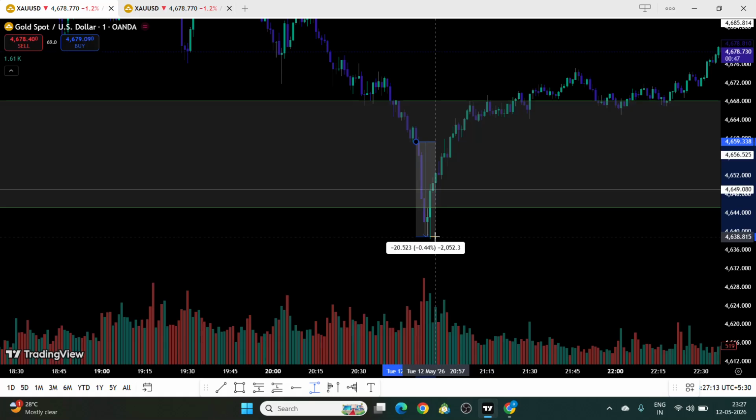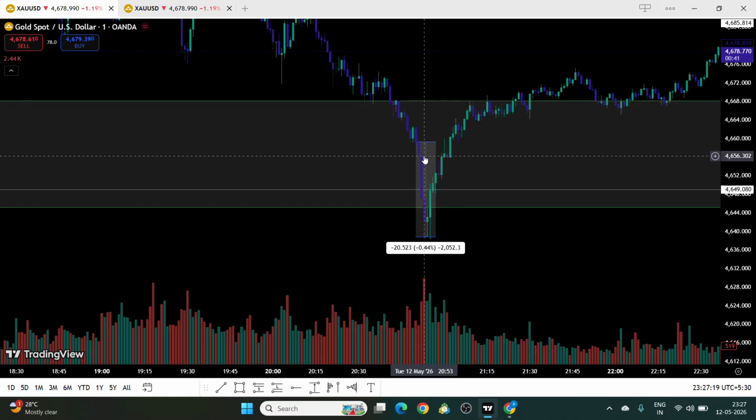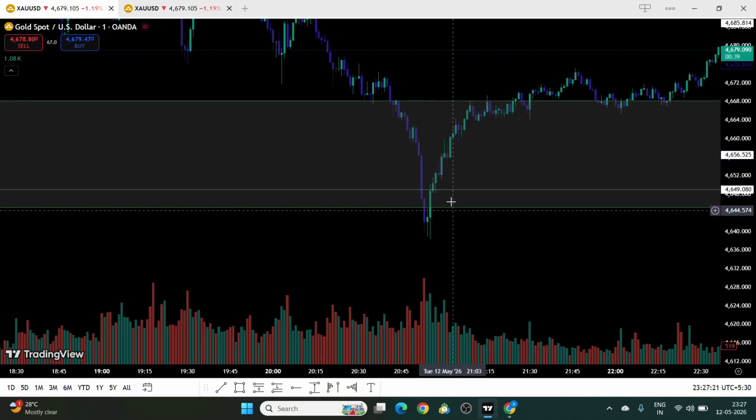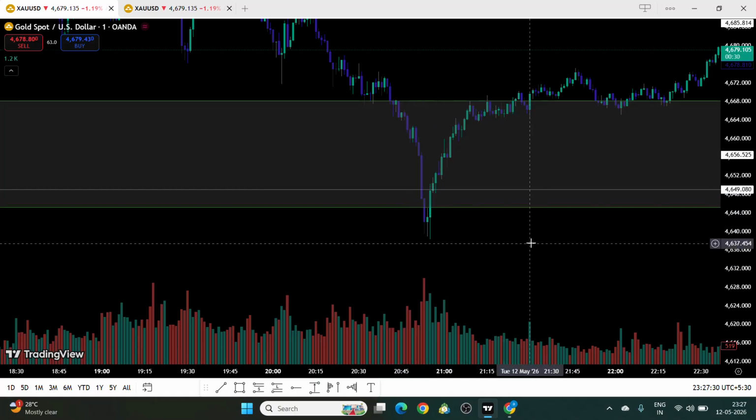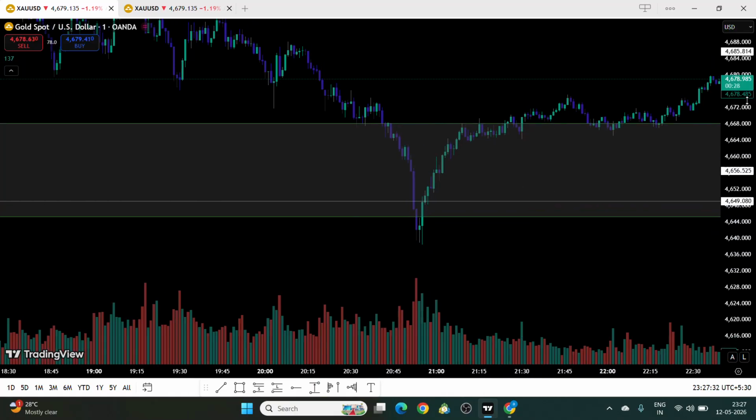The sellers, buyers are induced, and the market has come down too much, and it has induced, and it has taken all the liquidity. So buyers are induced in this case, and then it has taken all the liquidity. But where we can take the entry is the question.